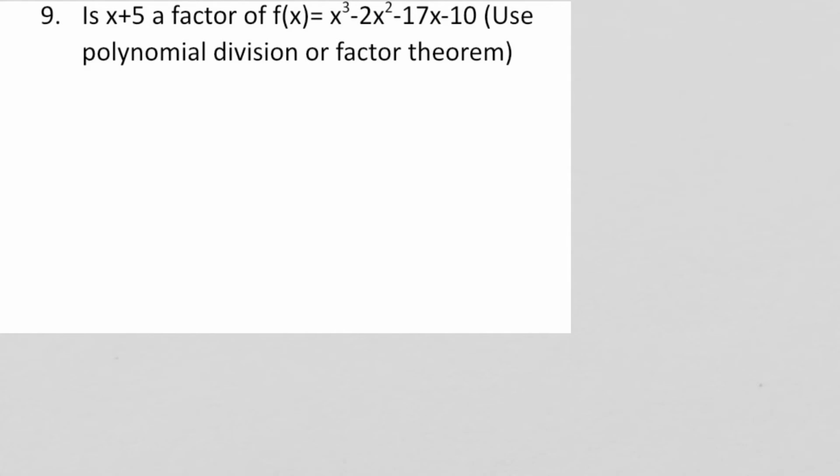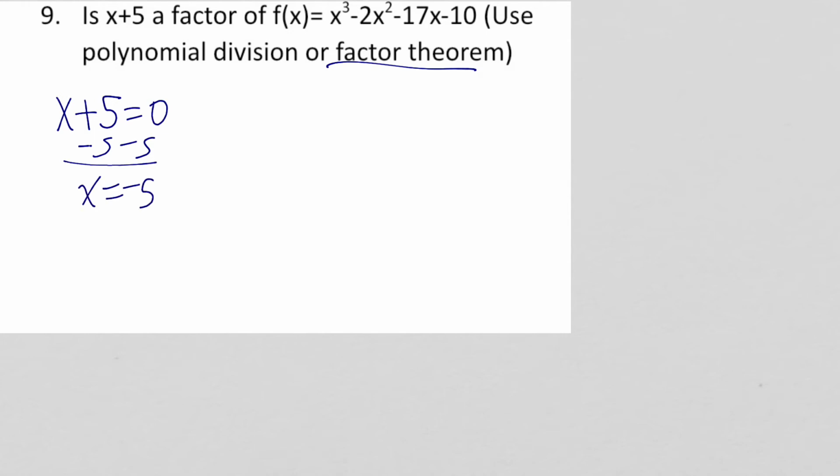All right, number 9. Is x plus 5 a factor of this polynomial? It says use polynomial division or factor theorem. What was the factor theorem again? It was plugging in my value of that x plus 5. So I'm going to plug in to my function -5. That's what I'm dividing by. And if I get an output of 0, that means it's a factor.